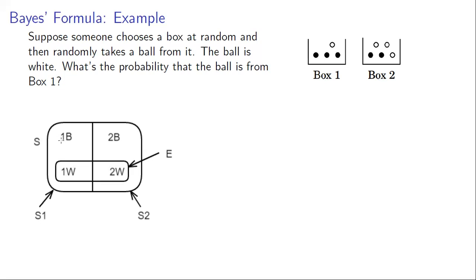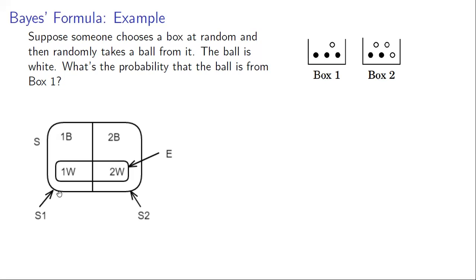Maybe the person randomly chose box 1 and took out a black ball. Maybe the person randomly chose box 2 and took out a black ball. Or perhaps the person randomly chose box 1 and took out a white ball, and perhaps the person randomly chose box 2 and took out a white ball. So those are our 4 possibilities.